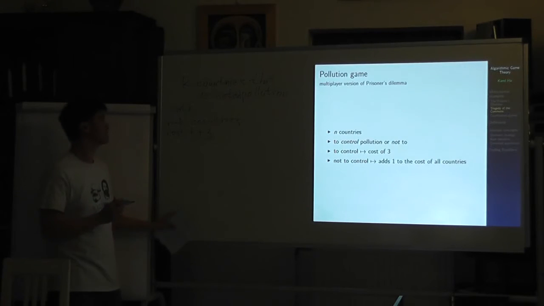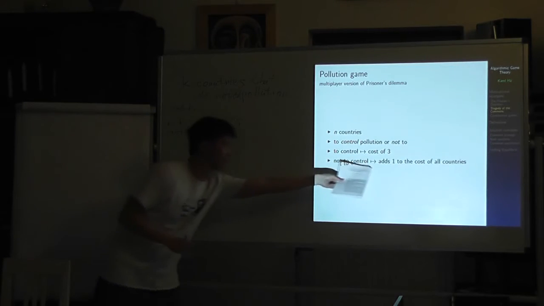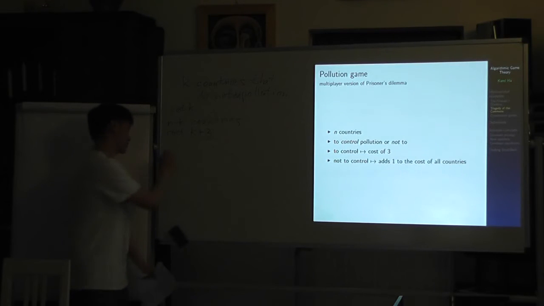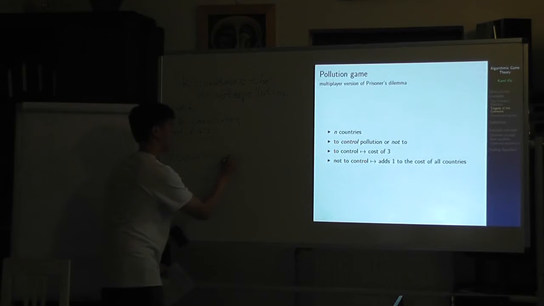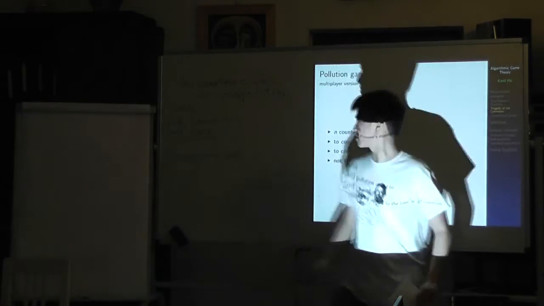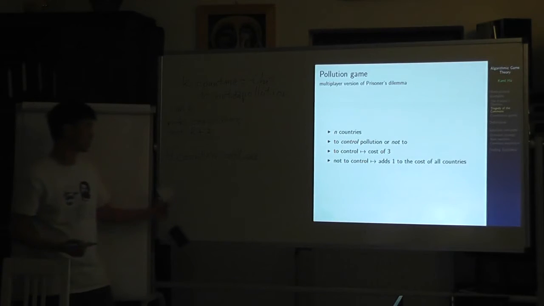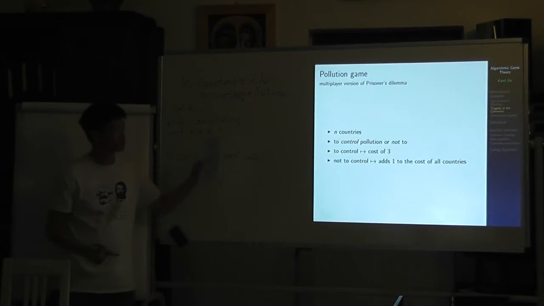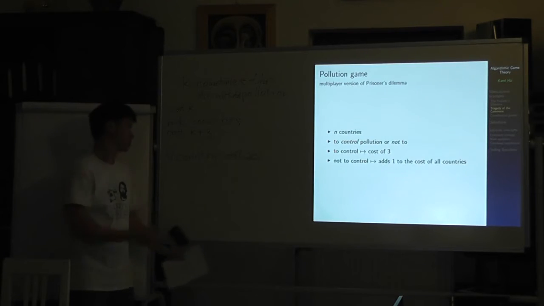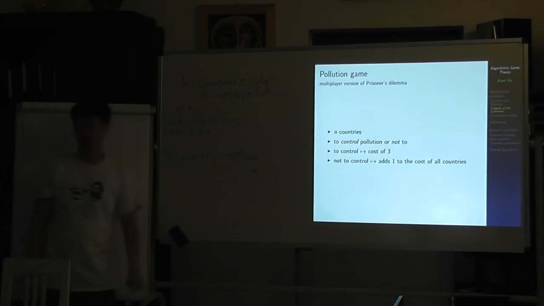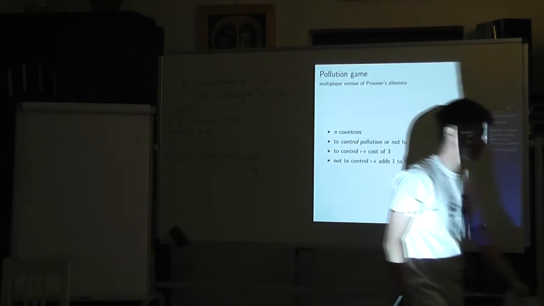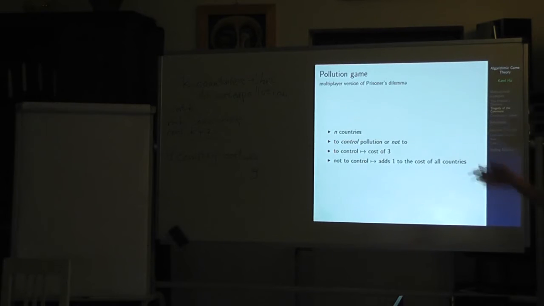So that means that if everybody behaves selfishly, then nobody controls pollution, and in that case, everybody would add 1 to the cost of all countries. So every country would have a cost of N. Right? But this is really unacceptable, because we can have that every country controls pollution, and in that case, every country will have a cost of only three. So we can see that selfish behavior can lead to totally bad situations.